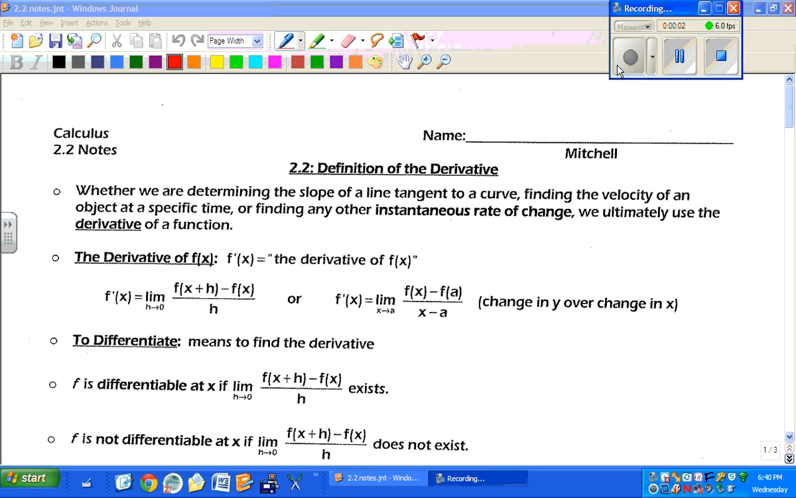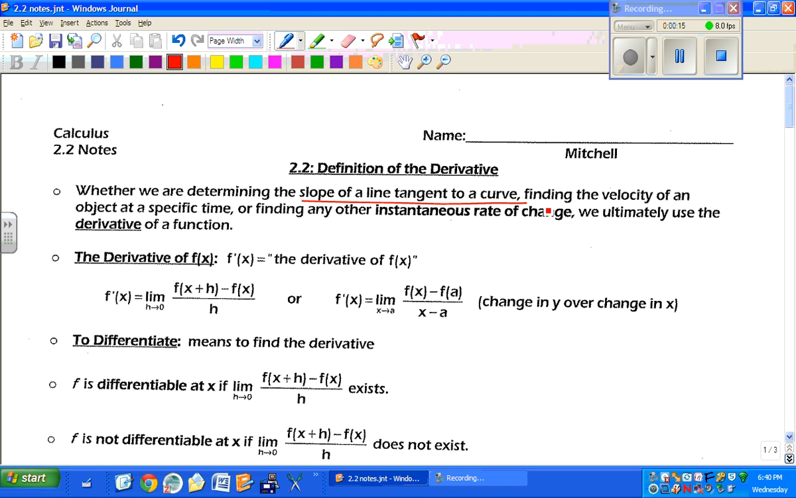Hello, today we're going to talk about a very important topic in calculus, the derivative. And we've actually been talking about it the past few days. Whether we're determining the slope of a line tangent to a curve, finding the velocity of an object at a specific time, remember that's instantaneous velocity, or finding any other instantaneous rate of change, we ultimately use what's called the derivative of a function.